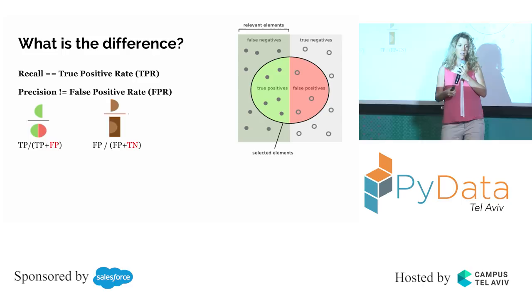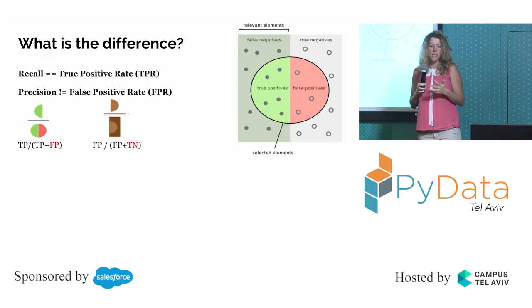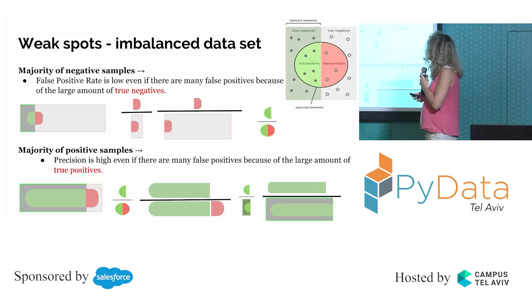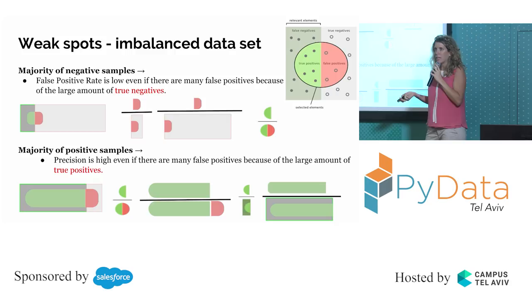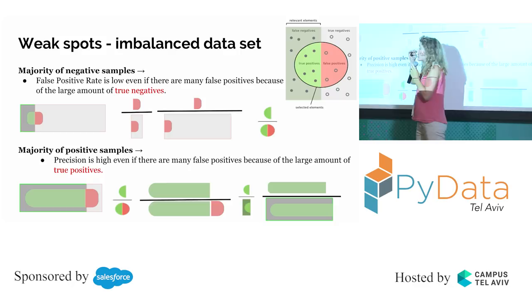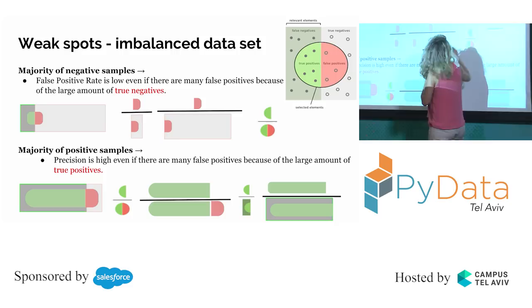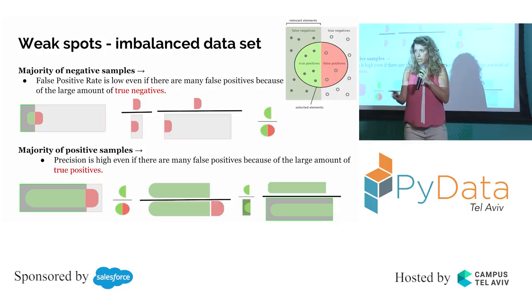Now, how does this affect our metrics for different data scenarios? Let us see. In order for us to understand better, I tried to simulate with this simple diagram from Wikipedia how an imbalanced data set looks for these metrics. For example, if we have a majority of negative samples, as in the fraud example, then the gray part is really big because most of our data is negatives, it's not fraud, right?